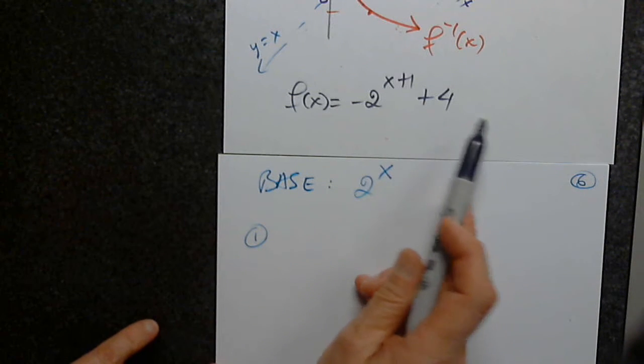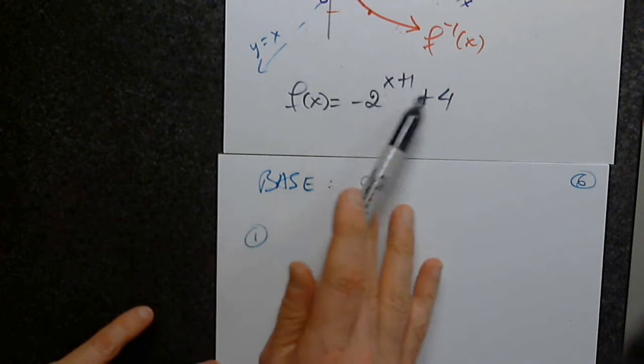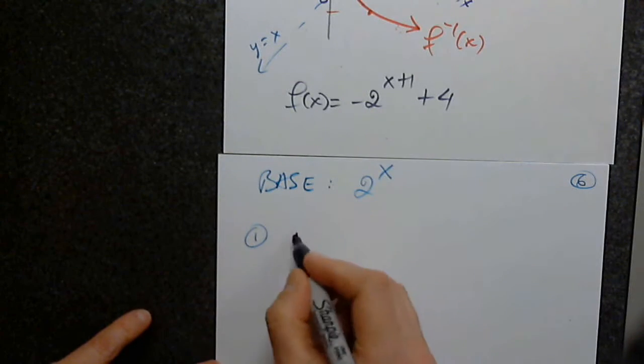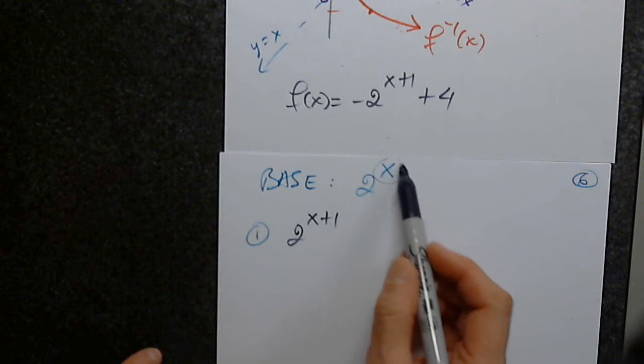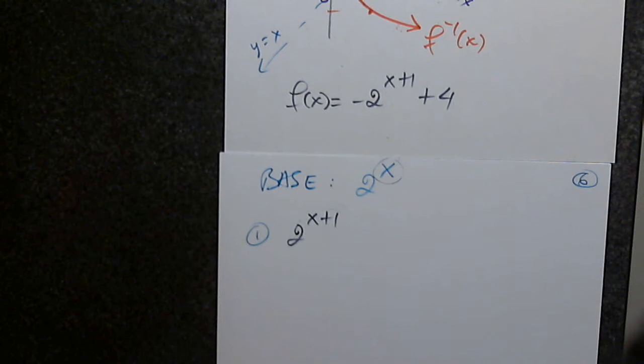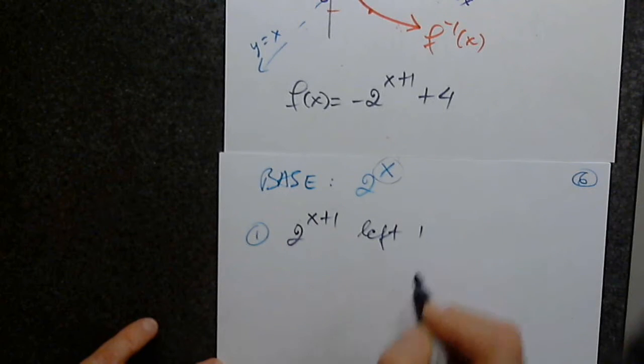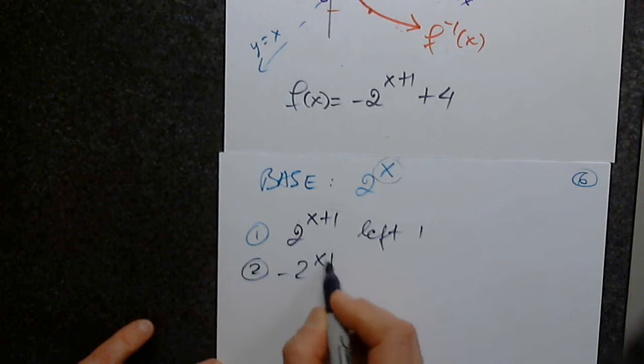No, this is too far. In order of operations, I have to address x plus 1. So 2 to x plus 1. What transformation is 2 to x plus 1 on 2 to the x? I'm changing x. I'm not changing y. I'm changing x into x plus 1. Careful. Left one. Good. Number 2, negative 2 to x plus 1.